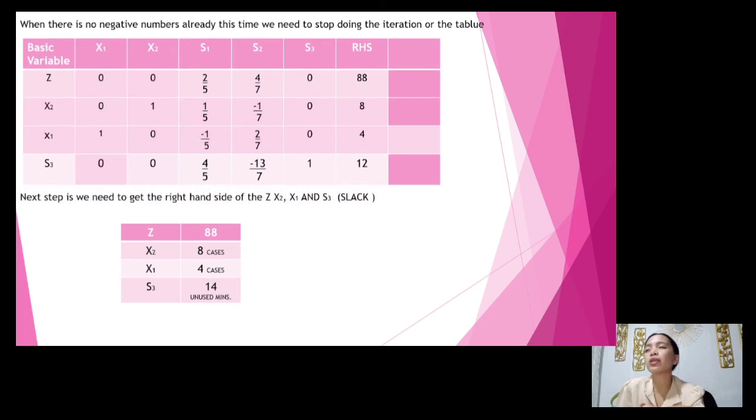When there are no negative numbers anymore, we need to stop doing the iteration or the tableau. Next step is we need to get the right-hand side of z, x sub 2, x sub 1, and the slack 3. So the value of z here is 88, x sub 2 is 8, x sub 1 is 4, and S sub 3 is 14.